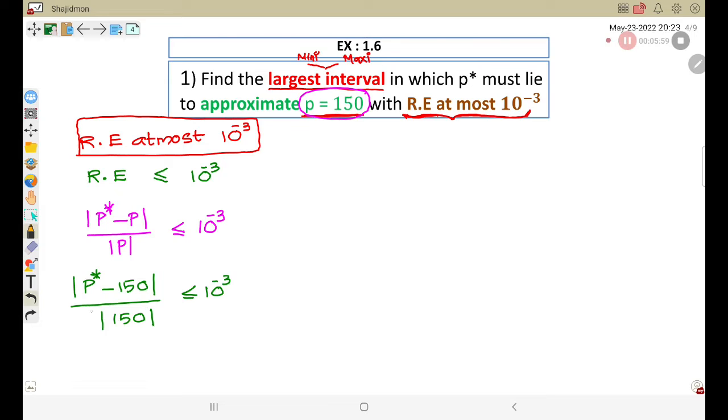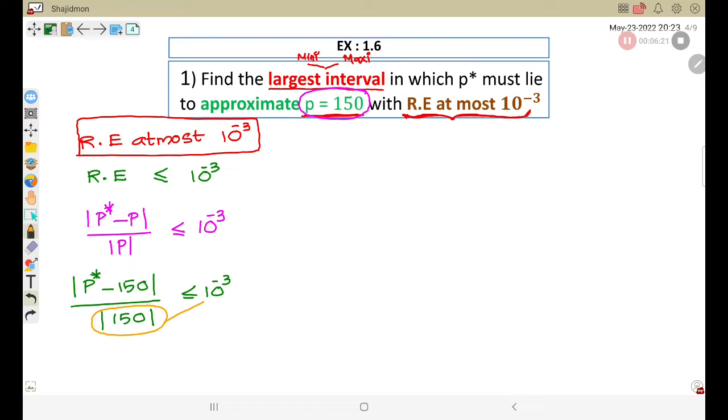Now you know what is the meaning of absolute. If a number is negative, we can remove the negative sign, we can change it into a positive number, correct? That is the meaning of absolute. Now here absolute 150. What is absolute 150? Same as 150 because that number is positive, correct? 150 is positive, so no need to write the absolute symbol here because that number is already positive.